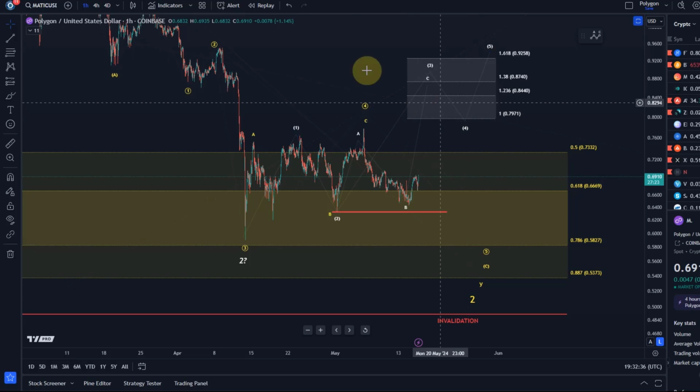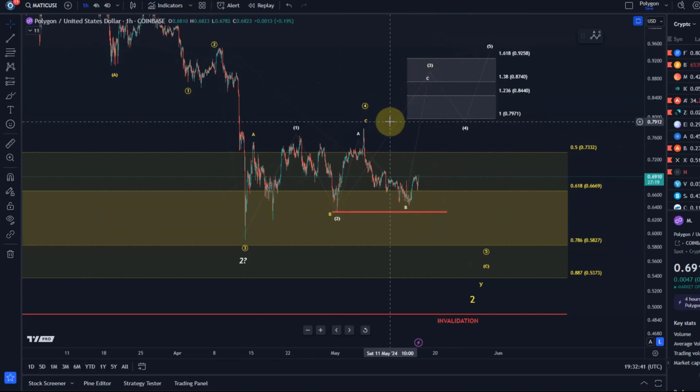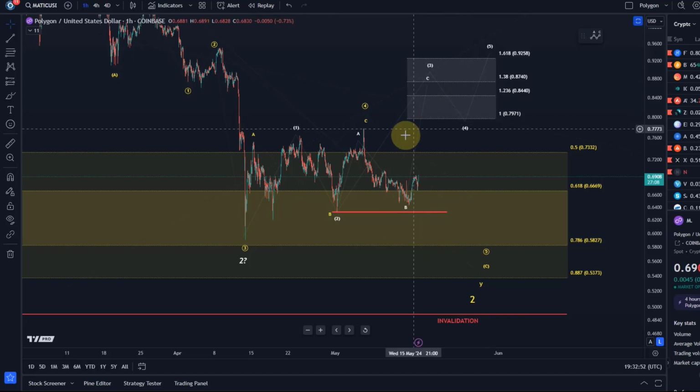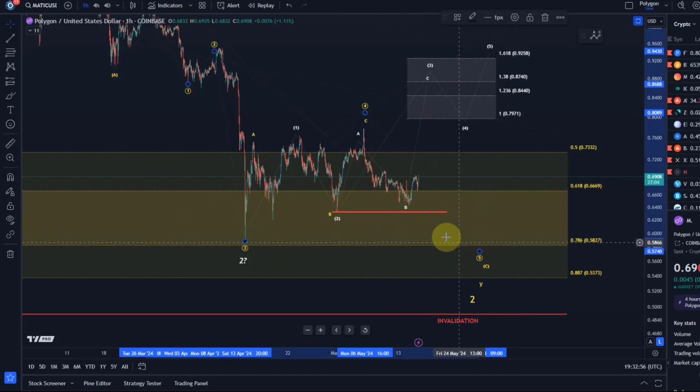So what I want to see is from here either a rally directly, that is the white count, which is still very much valid as long as we're holding the red line at 63 cents basically. It's the 1st of May low. This needs to hold to keep the white count alive. Below that level, we're likely in the yellow count, one more low. This is then where it could find support around 58.2 cents or maybe 53.7, even though that's already deeper than I normally want a wave 2 to go.